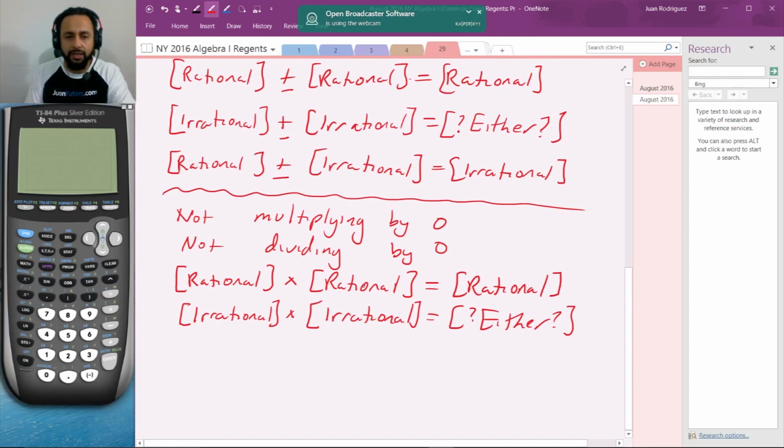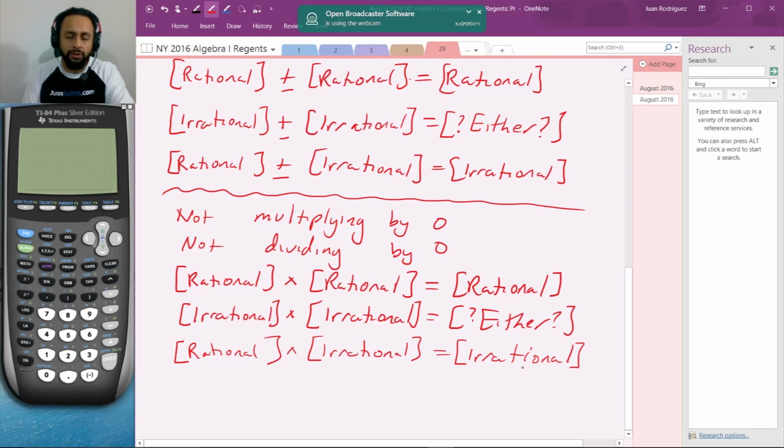Rational times rational is rational, and then of course a rational number times an irrational number, so one or the other, is irrational. So the addition rules, the subtraction rules, the multiplication rules, the division rules, they're all the same. A rational number plus, minus, times, or divide a rational number is rational. An irrational number plus, minus, times, or divide a rational number could be either, depending on the case. It's unknown. But a rational number plus, minus, times, or divide an irrational number is definitely irrational.